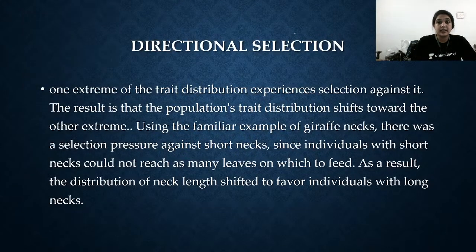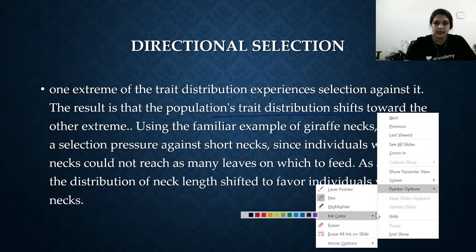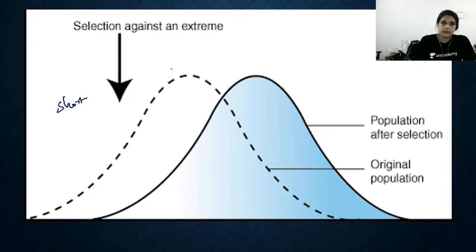Next is directional selection. In directional selection, one particular trait in the population is selected. Yes, we'll see an example. See here, I told you this is the original population. You have short, you have medium, and you have tall.